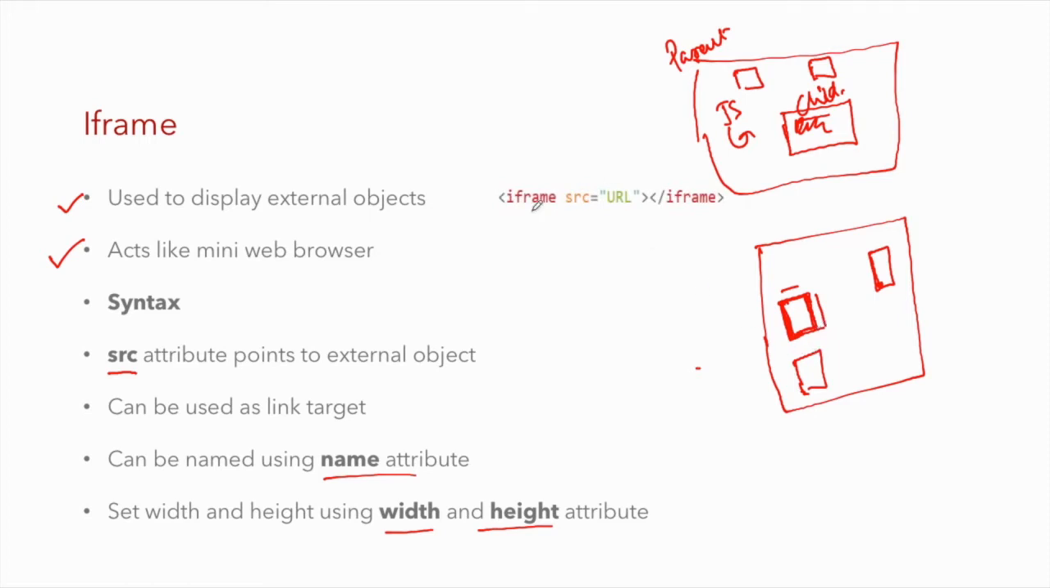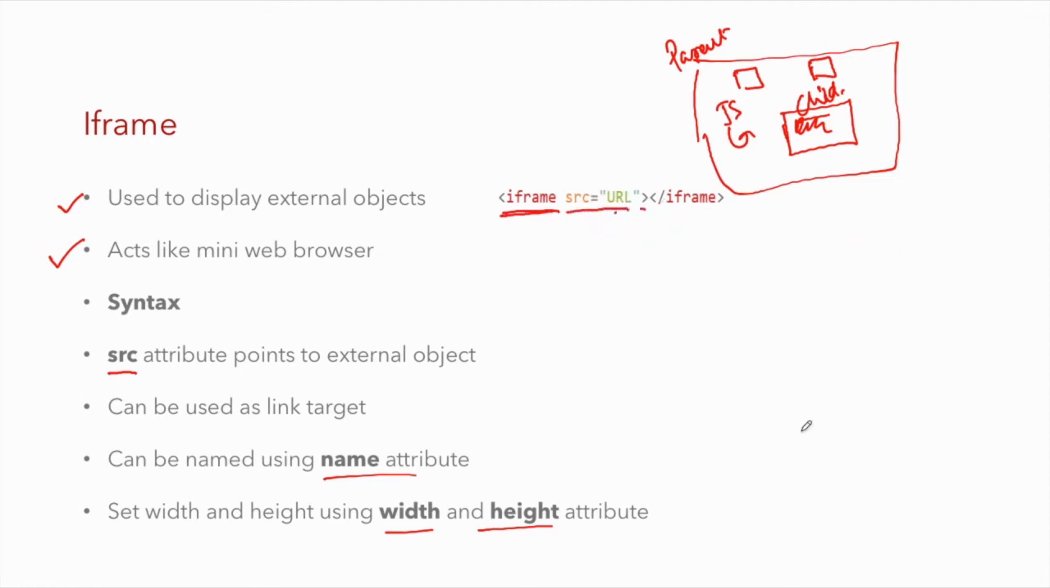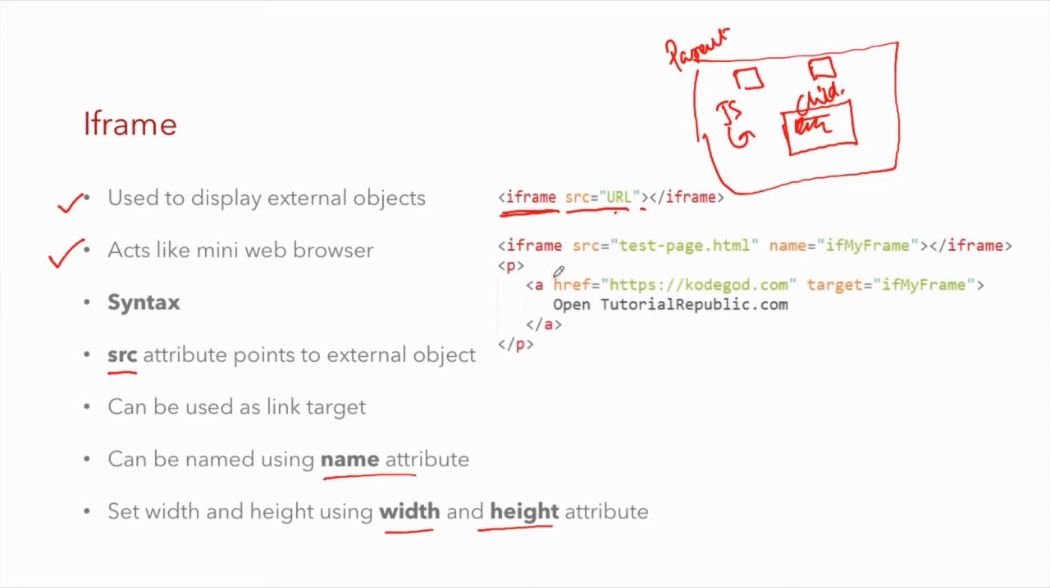So this is a typical syntax of the iframe. You have your iframe tag, then you have your src attribute wherein you are passing your URL. Here is one example wherein I have passed the source inside of this iframe, and I have also specified the name for this particular iframe.